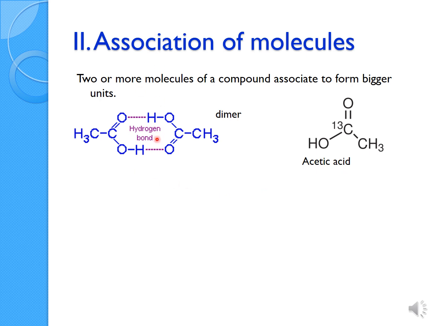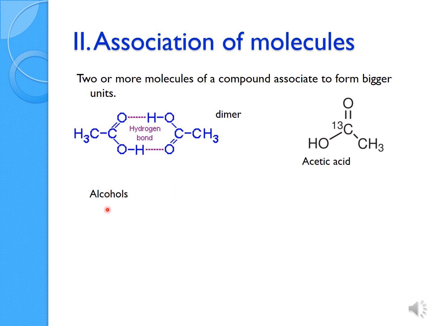What kind of hydrogen bond is it? Is it an intramolecular bond or an intermolecular hydrogen bond? It is intermolecular hydrogen bond. Two different molecules are bonded to each other through hydrogen bond. So this is intermolecular hydrogen bond.